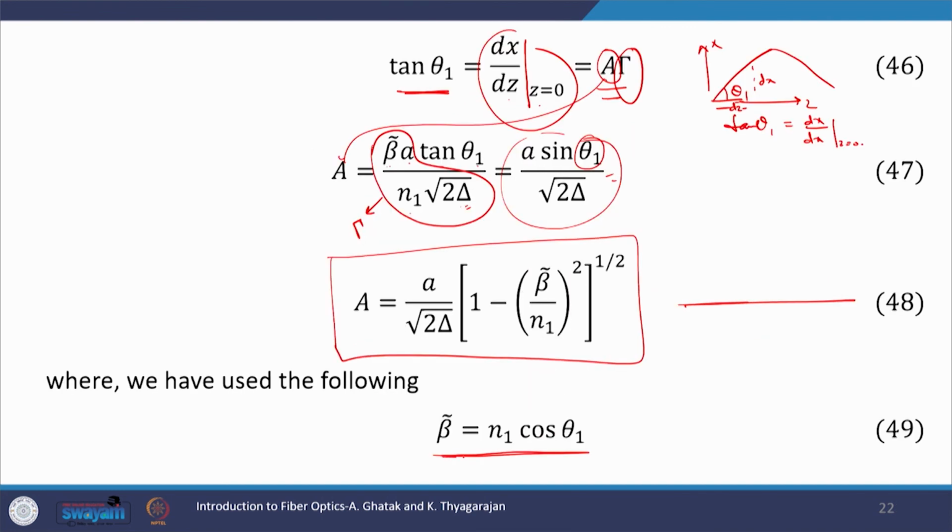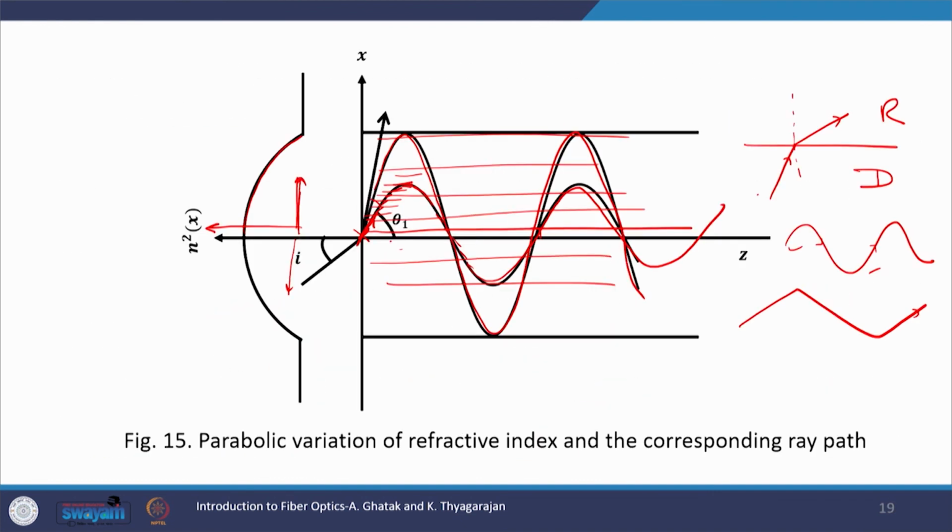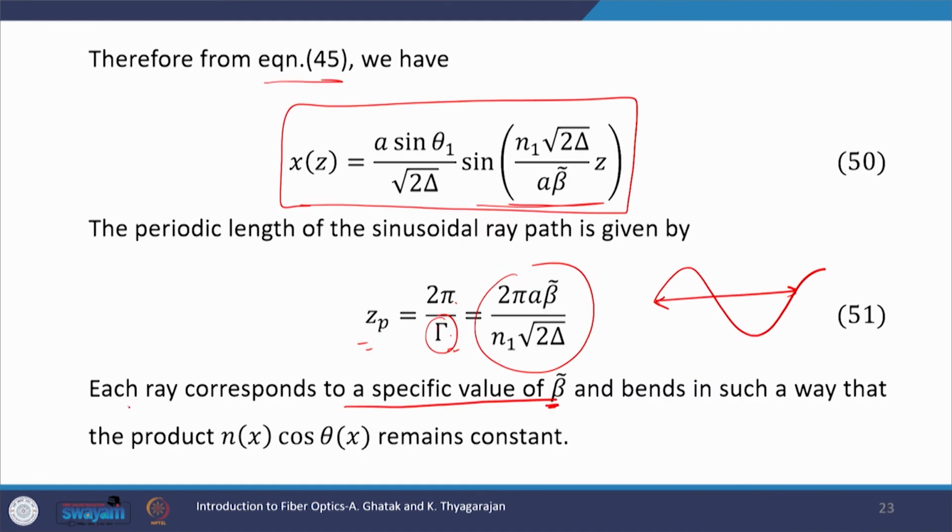Now, each ray corresponds to a specific value of beta tilde. As you see, beta tilde is n1 cos theta 1. Theta 1 is the angle which the ray makes with the axis, as you see here in this figure. Therefore, for each ray theta 1 is different, but each ray corresponds to a specific value of beta tilde and bends in such a way that the product n x into cos theta x remains constant. If we pick a ray, then the beta tilde value, which is equal to n x cos theta x, would be constant for a given ray. Therefore, it is called the ray constant.